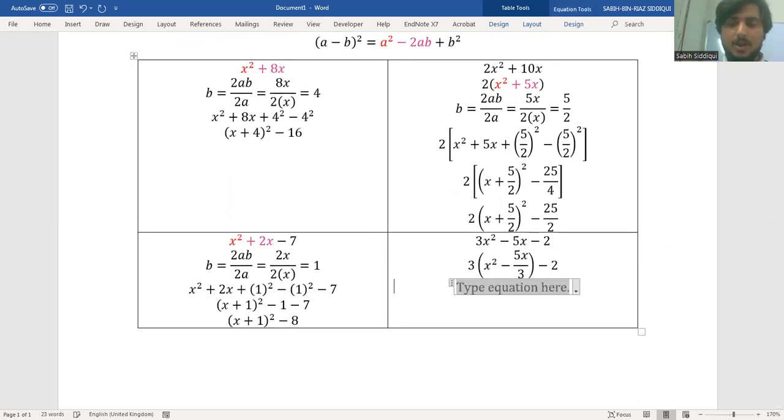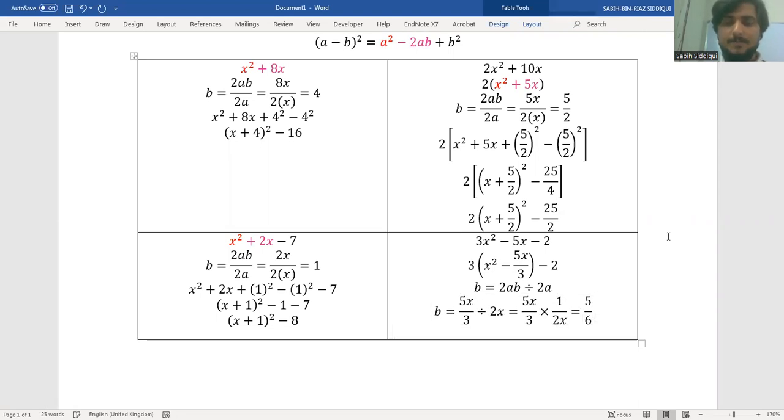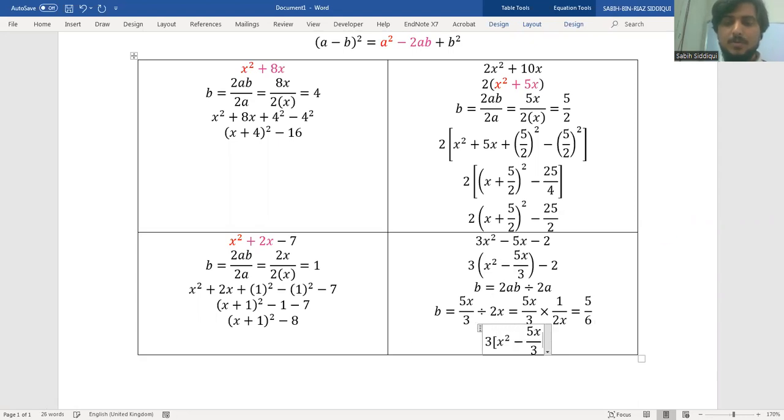Now we simply figure out our b. This time I'll try to write it in this way because fractions might confuse you. So what is the 2ab term? It is 5x upon 3. And I need to divide it by 2. And a is practically x. So this will be 5x upon 3, multiplied by 1 over 2x. And I simplify it, I get 5 upon 6. So we have 3 times x squared minus 5x upon 3.